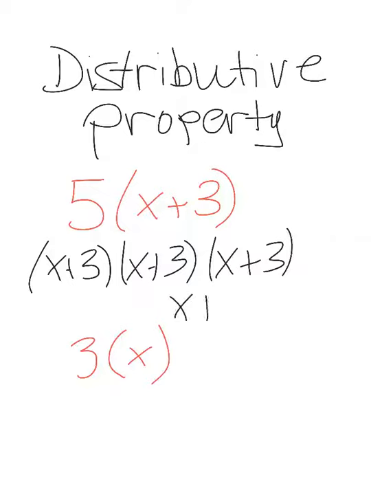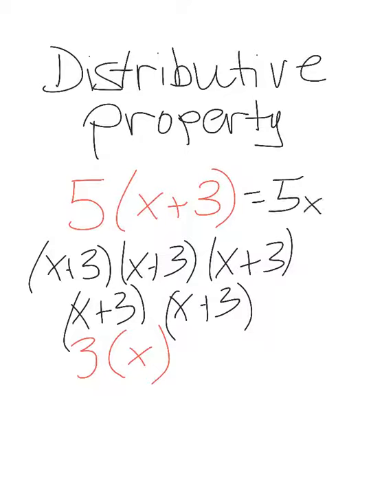And if I do that, I have 5 x's, 1, 2, 3, 4, 5. And then I also have 3 plus 3 plus 3 plus 3 plus 3. So that really gives me 15. So I have 2 ways I can do this.